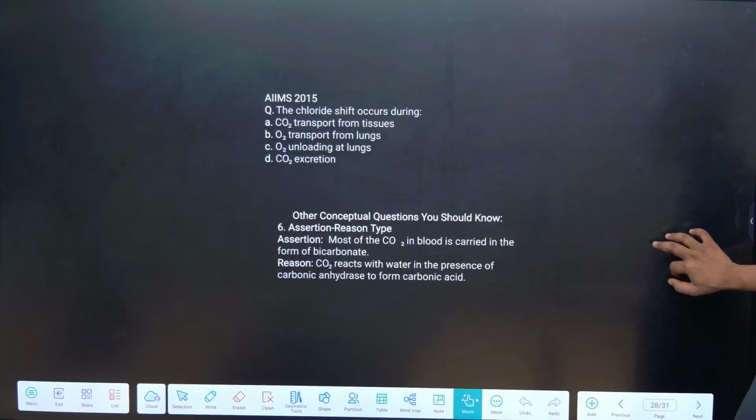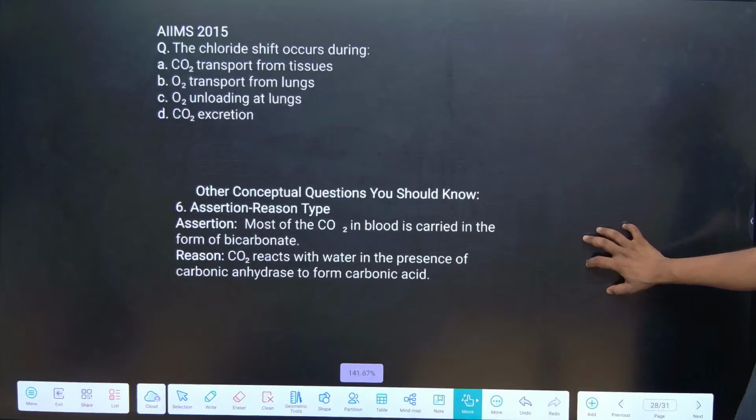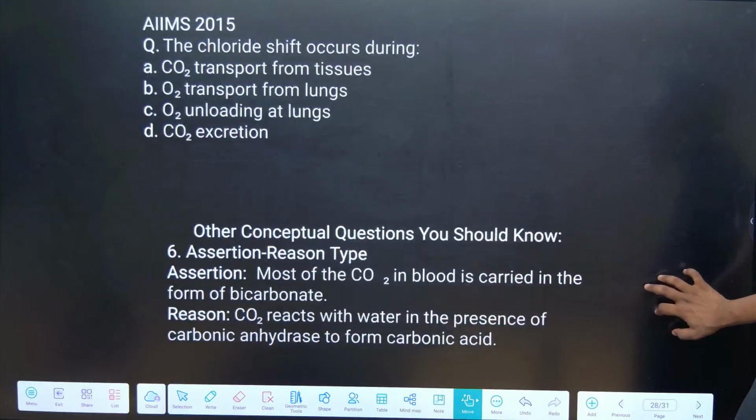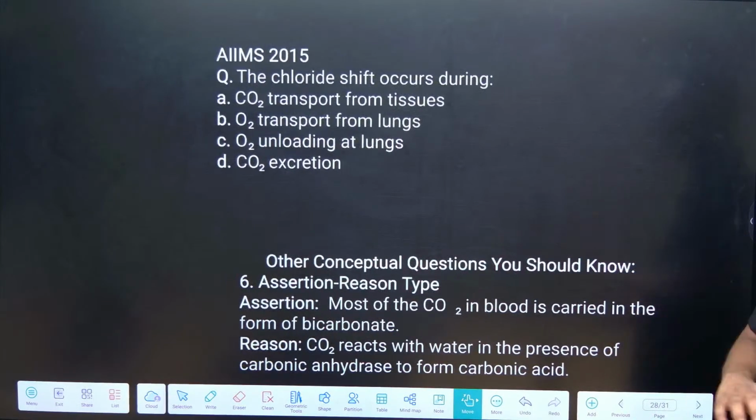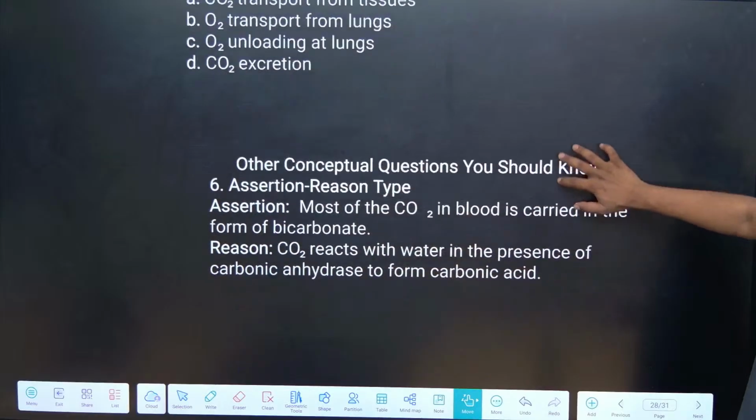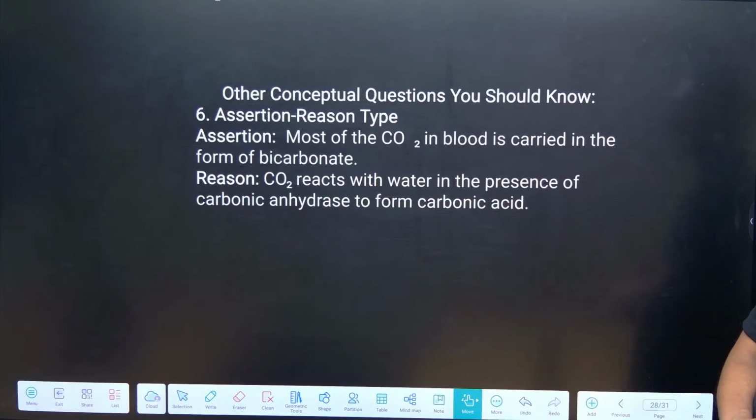Next, AIMS 2015. The chloride shift occurs during CO₂ transport from the tissue, O2 transport from lungs, O2 unloading in lungs, and CO₂ excretion. A is the right answer, right? Yes, right? Nice. And this is another conceptual question you should know.